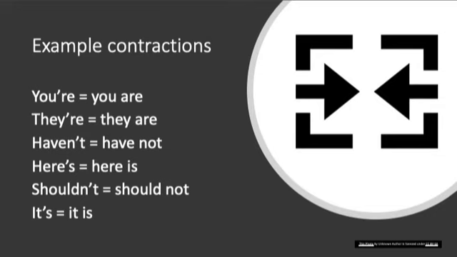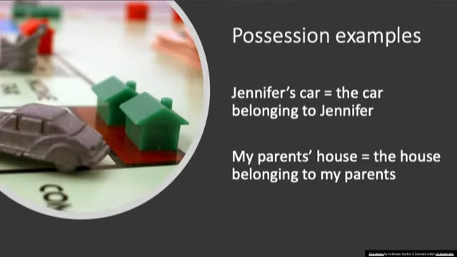Okay, let's now contrast that with possession. So you can see on the slide there, we've got Jennifer's car. So the apostrophe and the S are added to the word Jennifer to show possession. What this really means is the car belonging to Jennifer. The second example there is my parents' house. Now in this instance, we're looking at the plural, it's parents. So we just add the apostrophe at the end of the S. And what we see there is that it's telling us it's the house belonging to my parents.